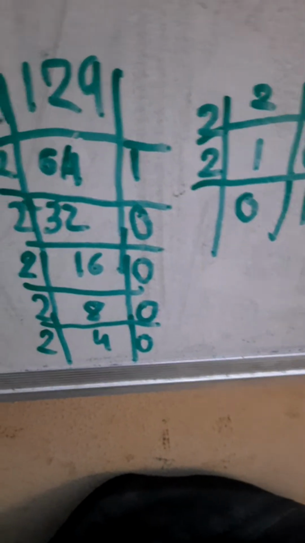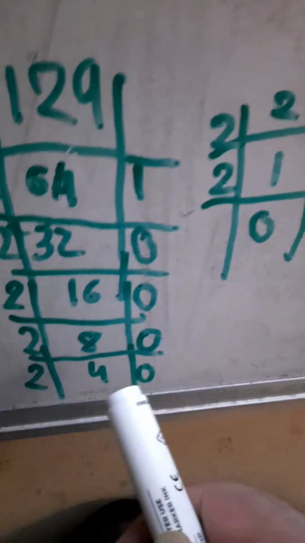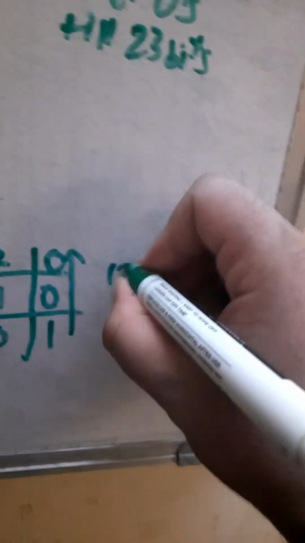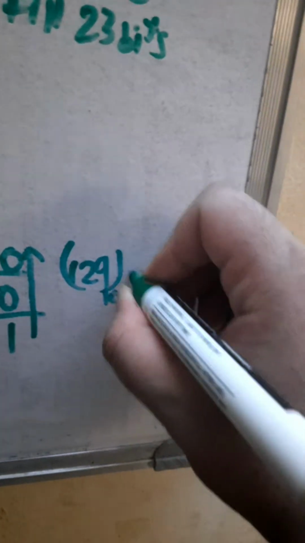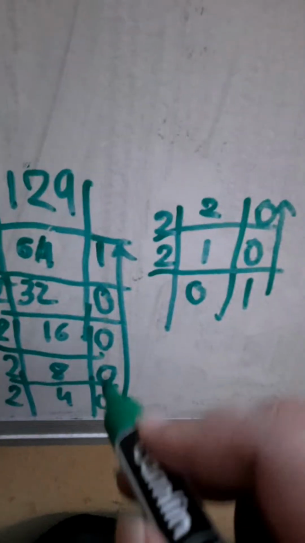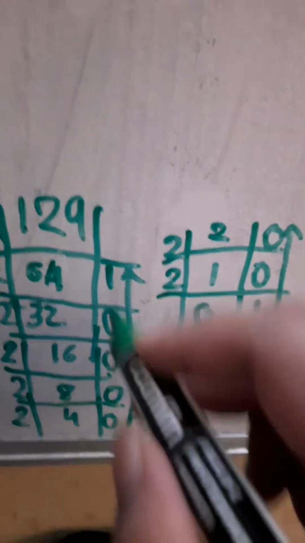So did we do it right? This was the previous one, and this was this. Yes, let's go, and we go like this. So what we have here is 129 in decimal equal to 1 0 0 0 0 0 0 1: 1, then 4 zeros, and 1.